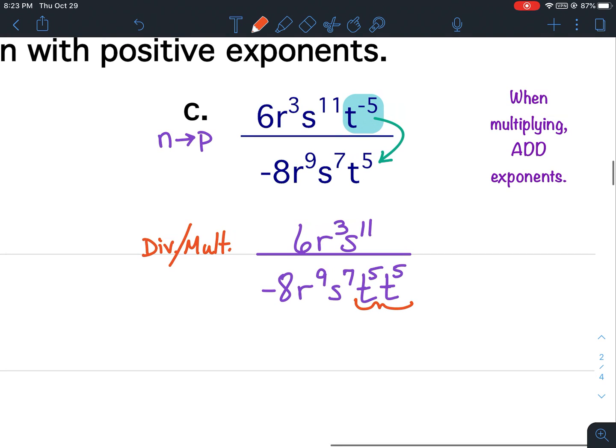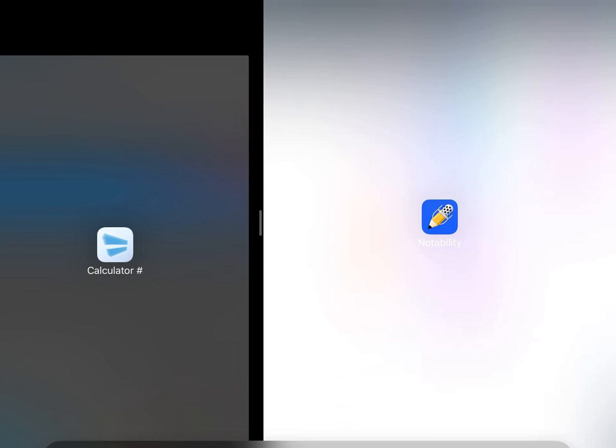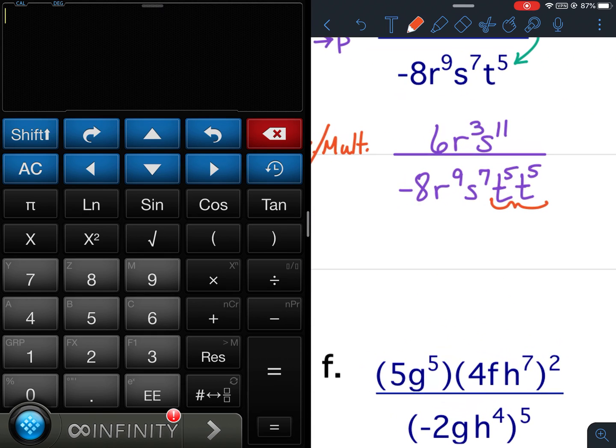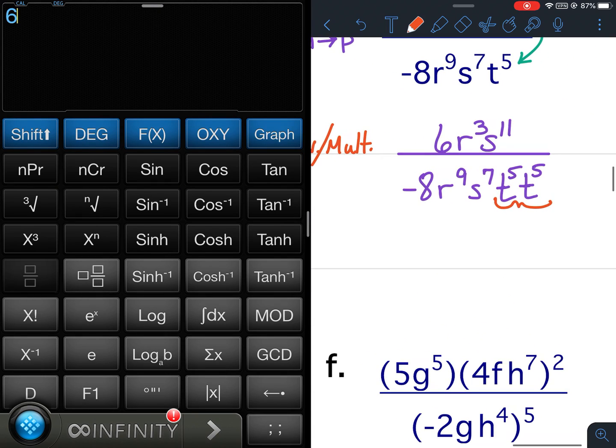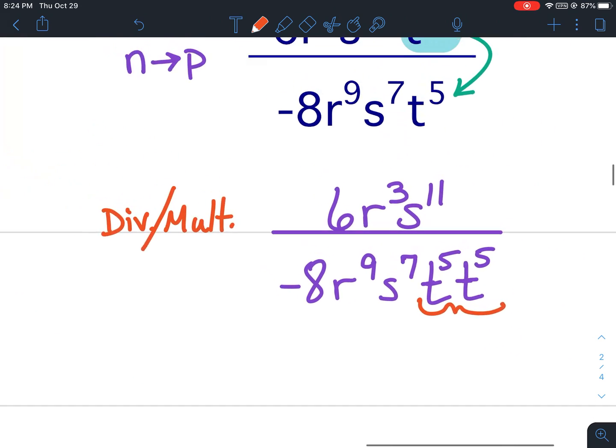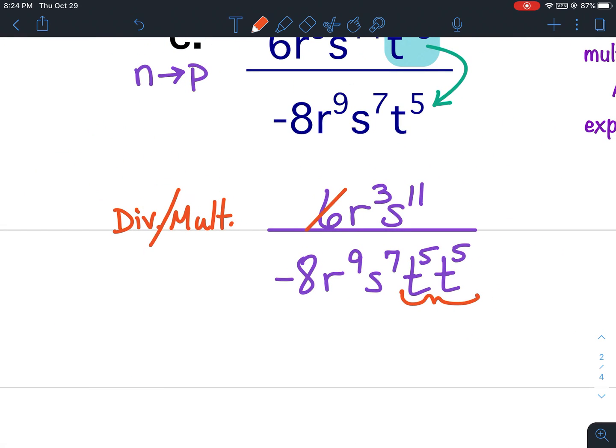All right, so now to divide. Just to remind you, when you are putting in your coefficients, use the fraction button. So I would put 6 over negative 8. Make that a fraction, so that's negative 3/4. So I'm going to cross out the 6, cross out the negative 8, 3. I'm going to keep the negative on the bottom. It really doesn't matter where you put it. If it's on the bottom, I'll keep it on the bottom usually.